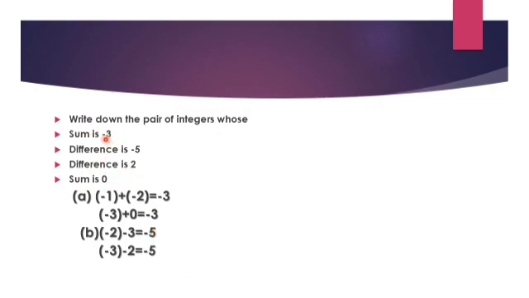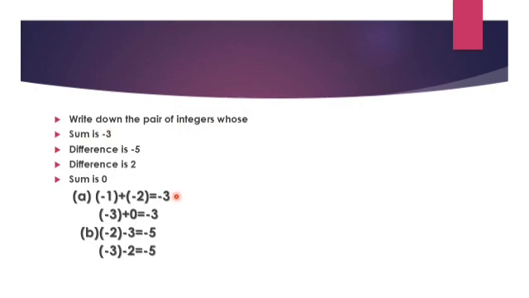Okay, now the first case. Write down the pair of integers. We want to make two examples. It's known as a pair. Write down the pair of integers whose sum is -3. Then how can we make the sum of two integers become -3?